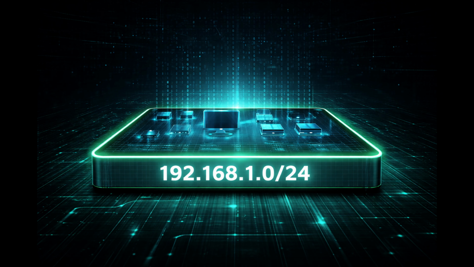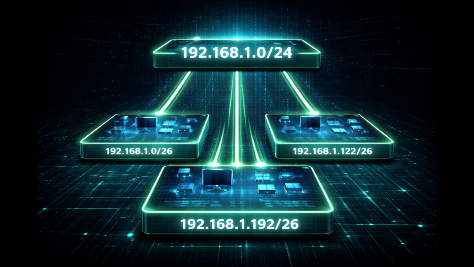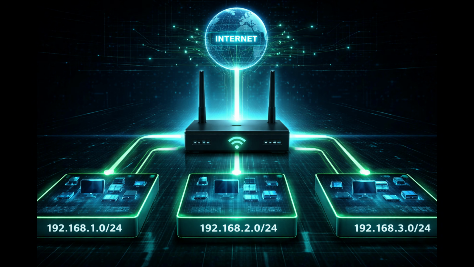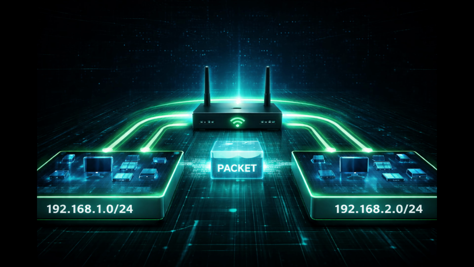This keeps the network organized and secure. For example, one subnet for employees, one for guests, one for servers. Each subnet has a gateway, like a door, to talk to other subnets or the internet. Devices send data to the gateway, which decides where it goes.